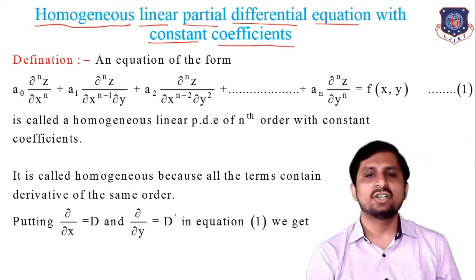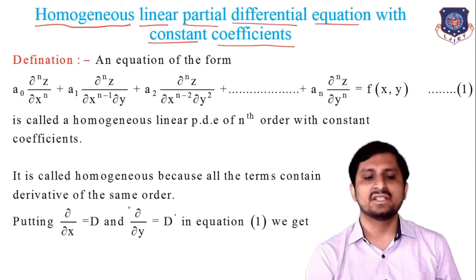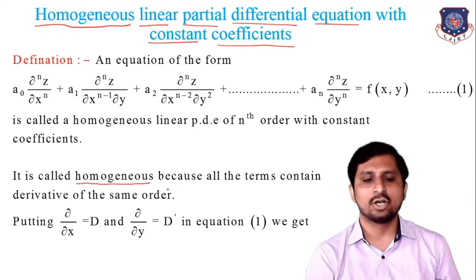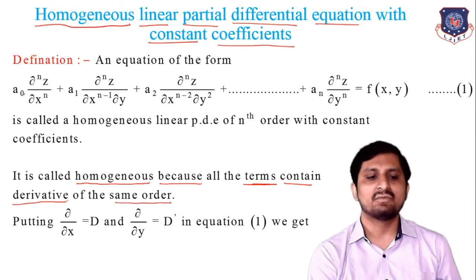Now what is the meaning of homogeneous? Homogeneous means all the terms contain derivative of the same order. Derivative of the same order means, you can see our first term, a0 del n z by del x raised to n. So the order is n, in general. Now here plus a1 del n z by del x raised to n minus 1 into del y.